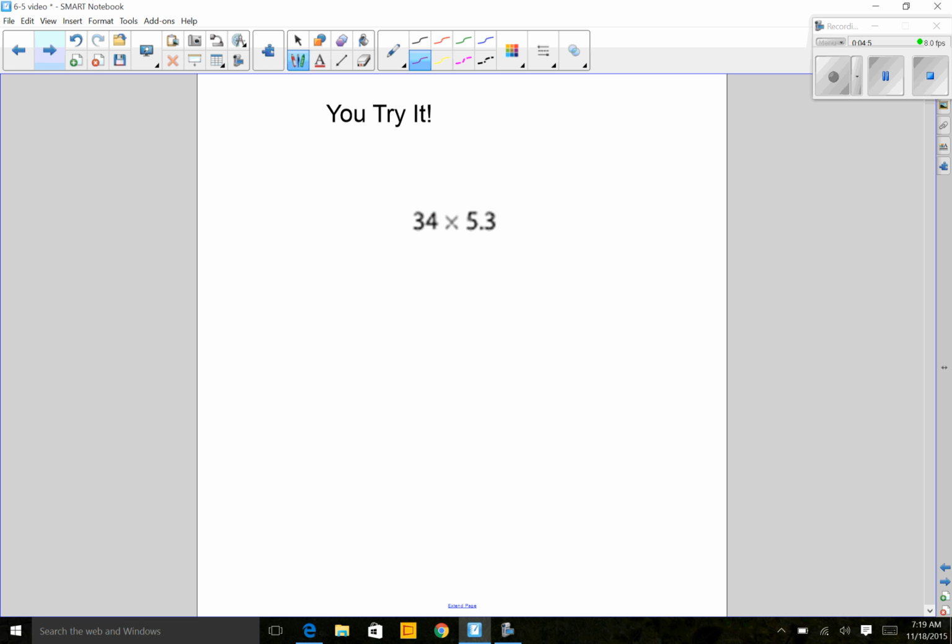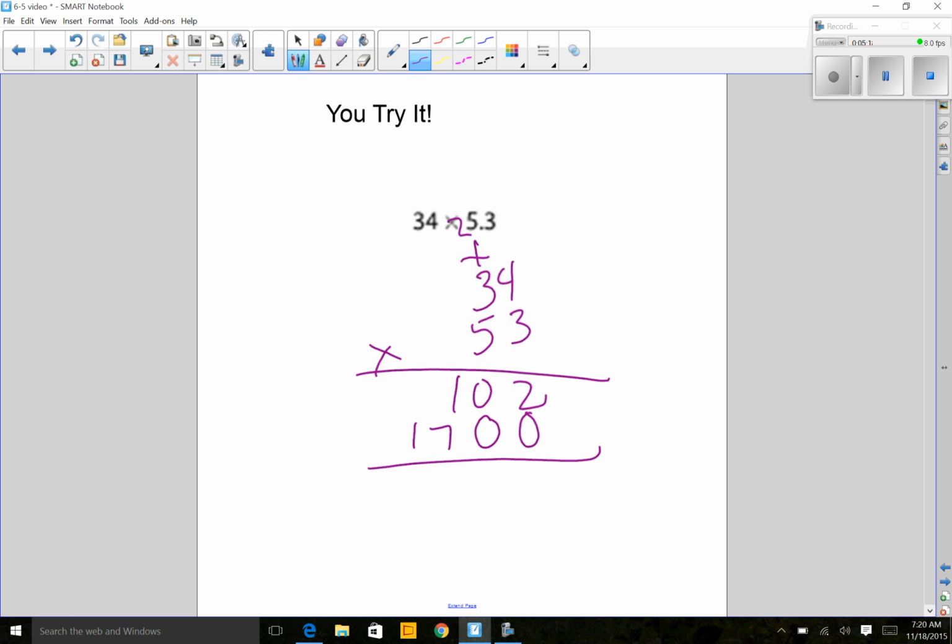Okay, I wanted you to try it. How did we do? So we did 34 times 5 and 3 tenths. 3 times 4 is 12, carry the 1. 3 times 3 is 9 plus 1 is 10. We're going to put our zero in because now we're multiplying by 50, not 5. 5 times 4 is 20, carry the 2. 5 times 3 is 15 plus 2 is 17. Now we're going to add.